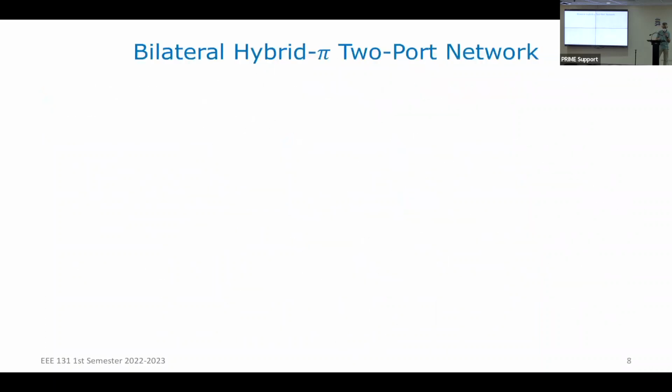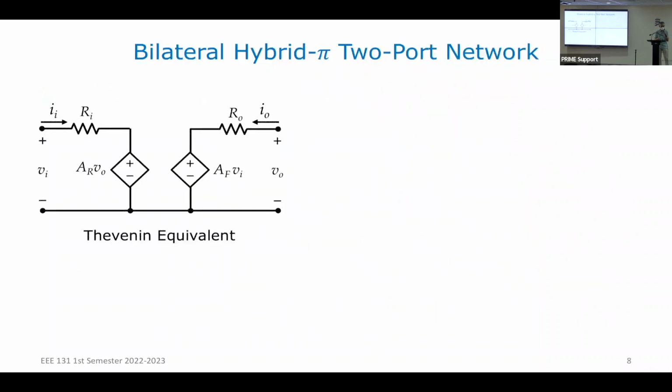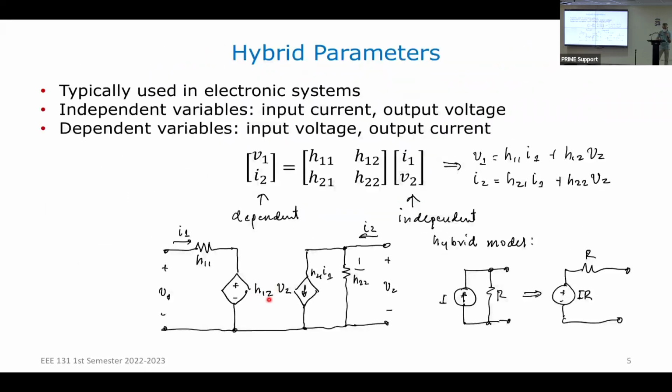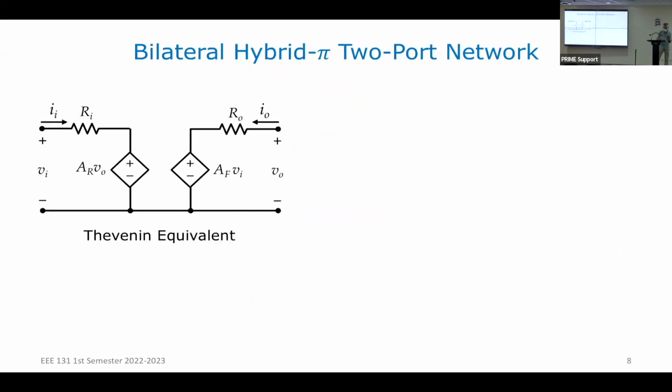And when we do that, we come up with the Thevenin equivalent of your bilateral hybrid pi two-port model. I'm going to change the terms for the parameters. Instead of H11, we'll call it Ri. Okay. Instead of H22, we'll call it Ro. Okay. And then instead of, you remember, okay, dito, instead of H12, okay, I'm going to call it AR.